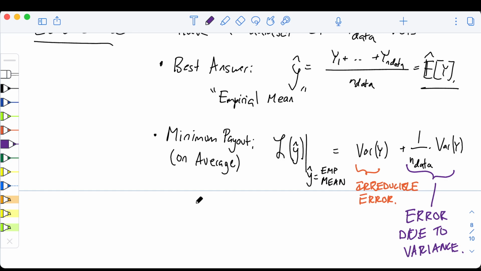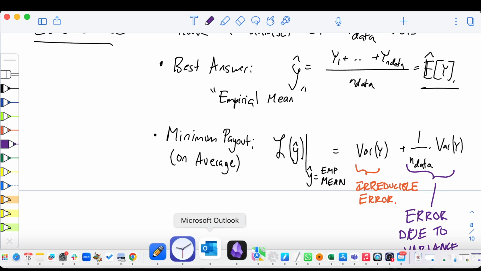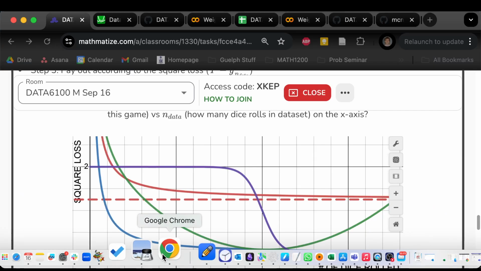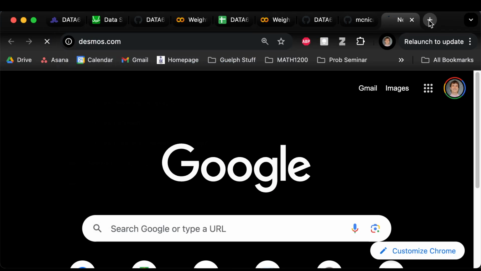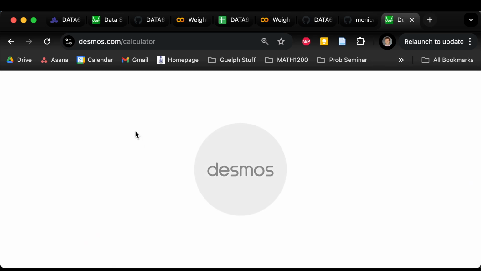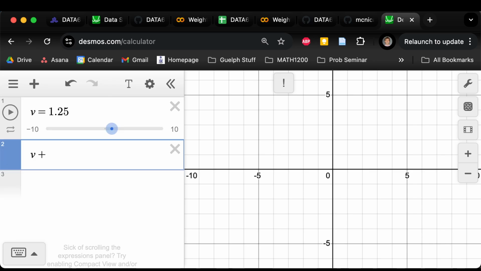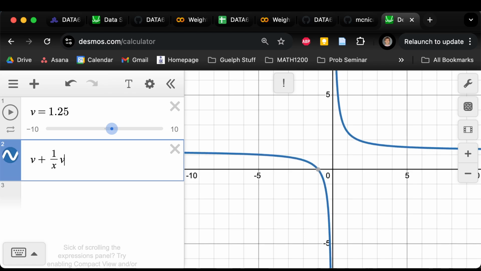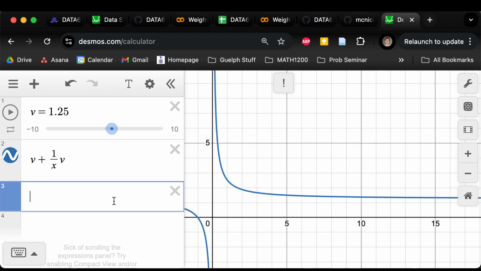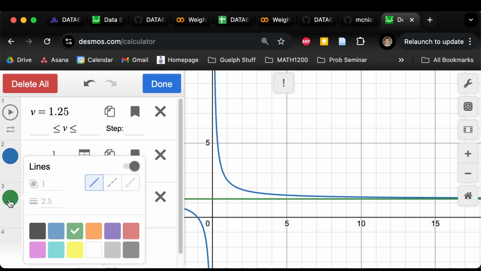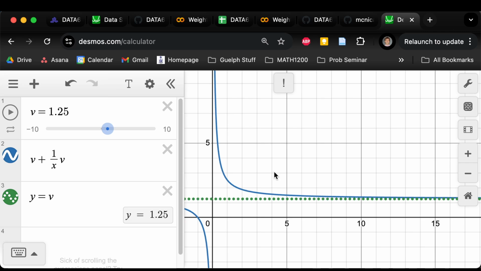Yeah? Is it because of that 1 over n over data that the graph is decreasing? Yes, exactly. So this graph, actually, this is a good way to do it. If you're ever unsure about a graph, you go to Desmos and let's plot it. So let's make a value v, could be 1.25, that's the variance, and then we're doing v plus 1 over n, but n is x in Desmos, times v. So there it is, and there's the graph, and y equals v is the asymptote. Let's make that one a dotted line. So it's the function 1.25 plus 1 over x times v. It looks like this. It's getting really, really close as x goes to infinity to whatever the irreducible error is, which is the variance of y.